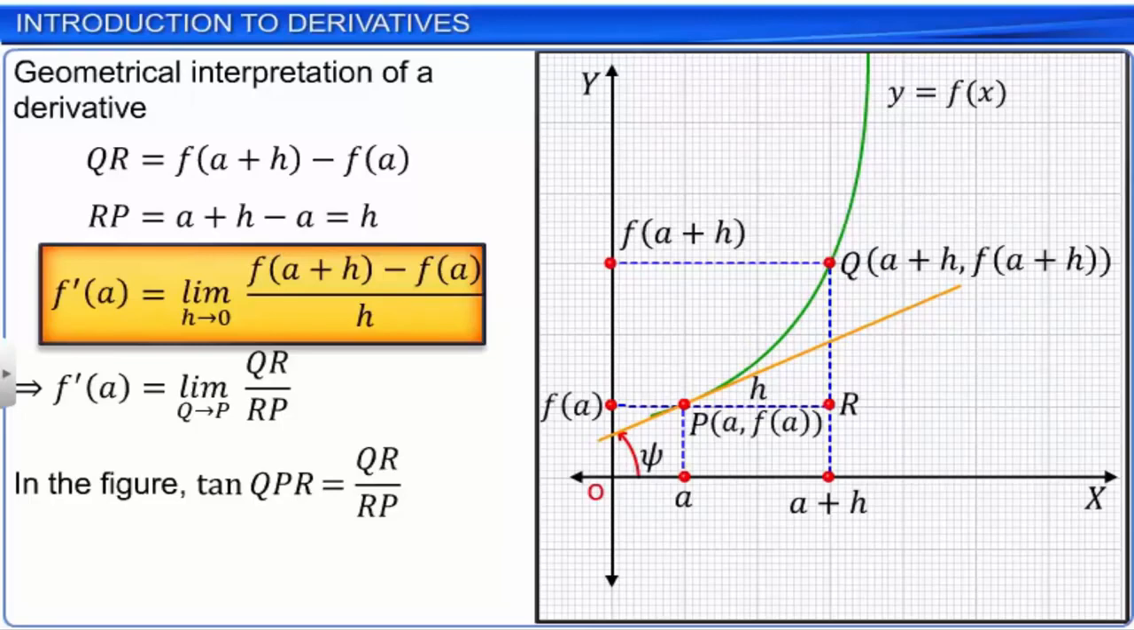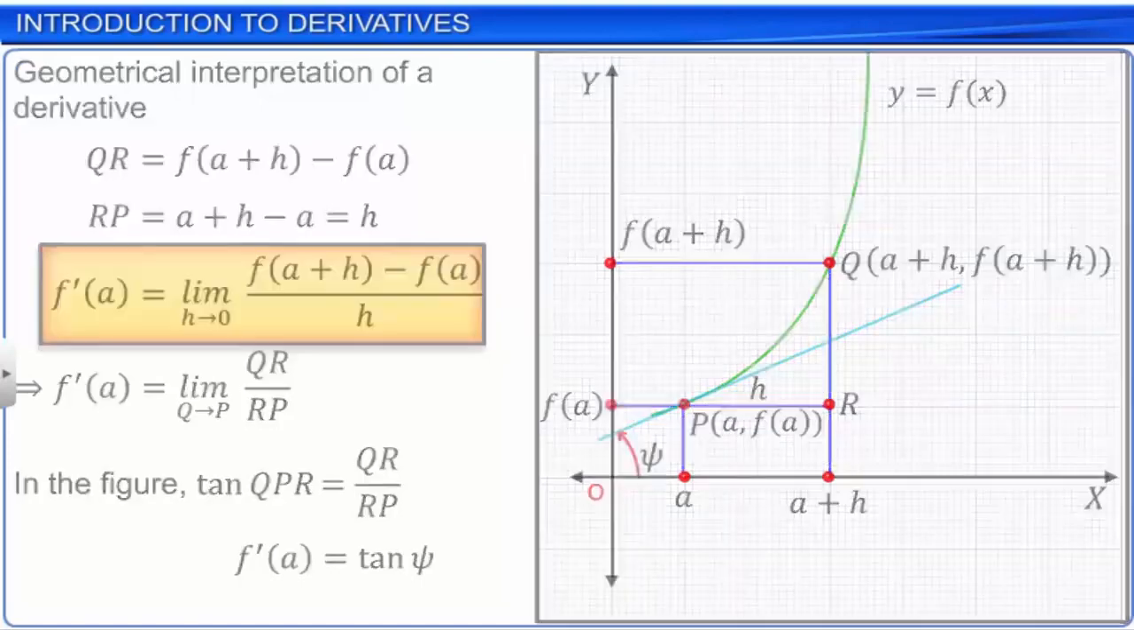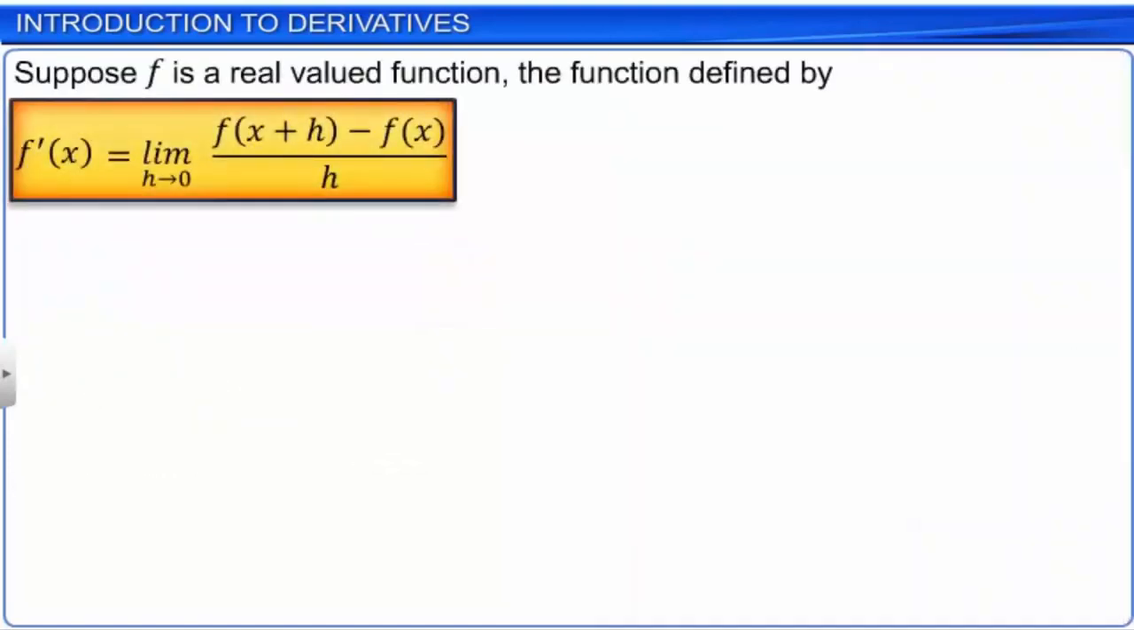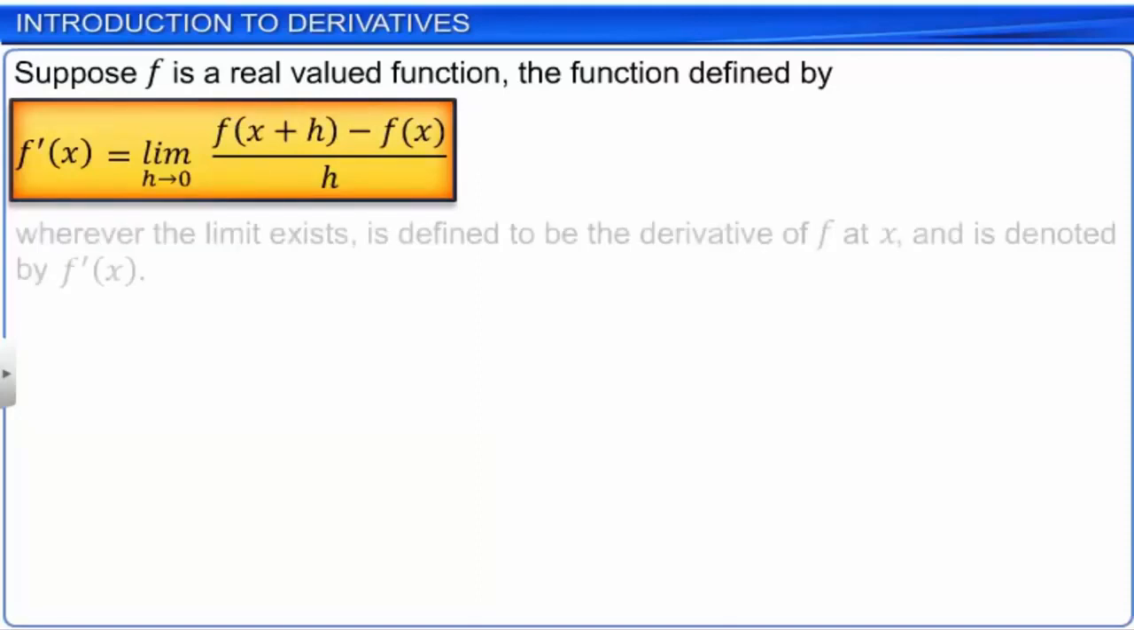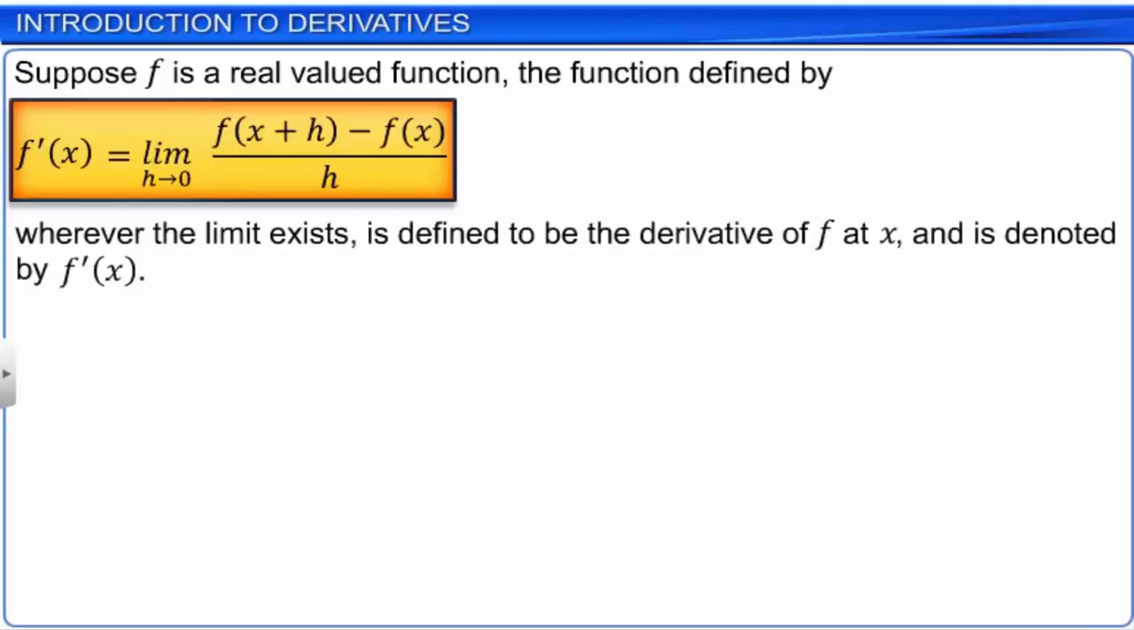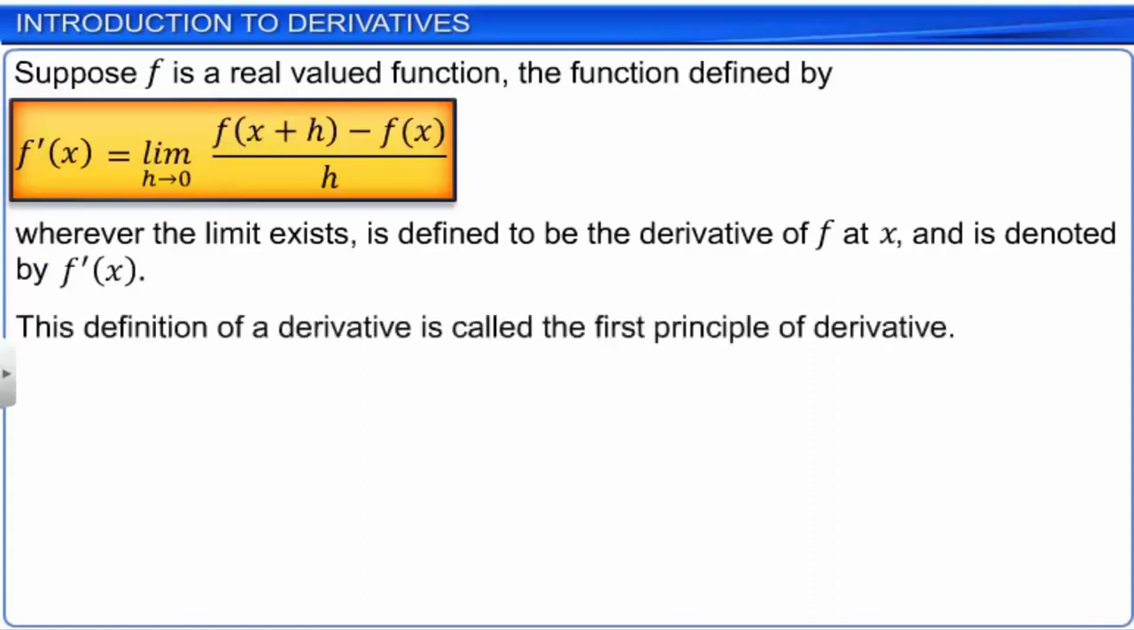Therefore, the derivative of the function at point P is equivalent to the tangent of the angle made by the tangent of the curve with the x-axis. From this, we will state another definition of the derivative of a function. Suppose f is a real-valued function. The function defined by f dash x, wherever the limit exists, is defined to be the derivative of f at x. This definition of a derivative is also called the first principle of derivative.